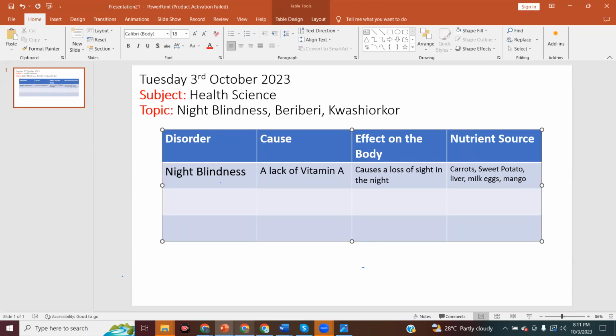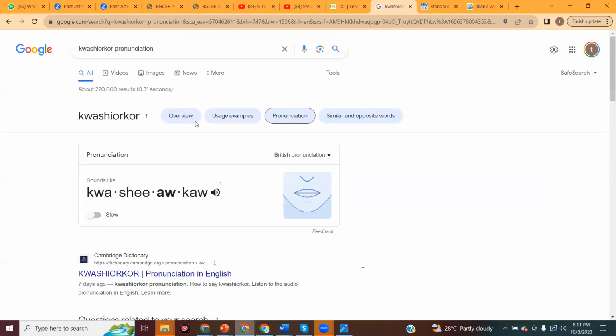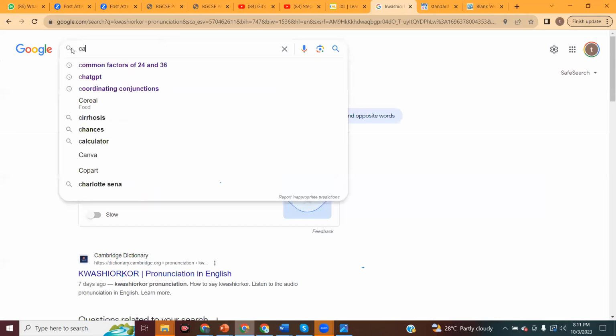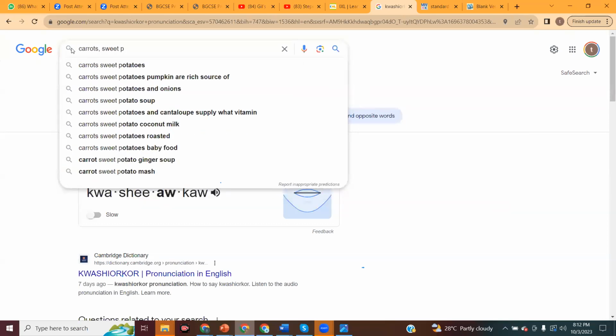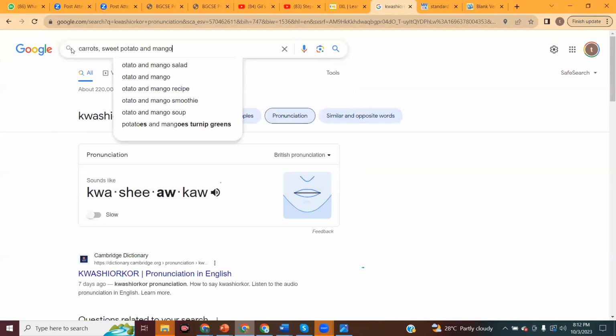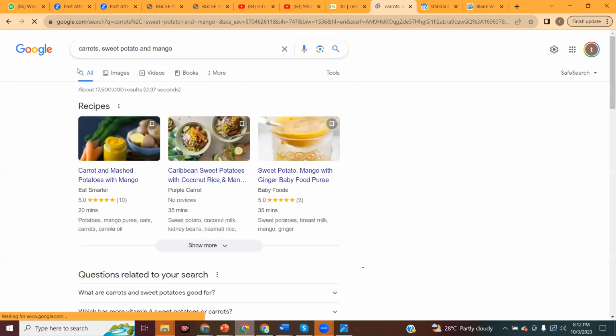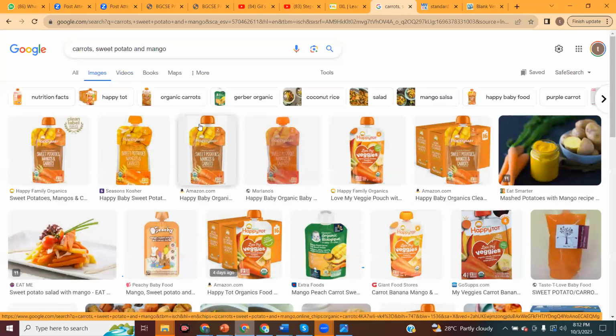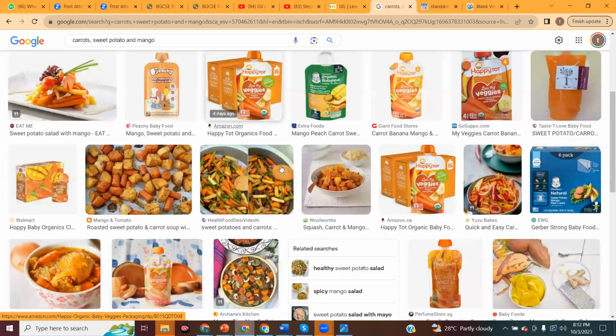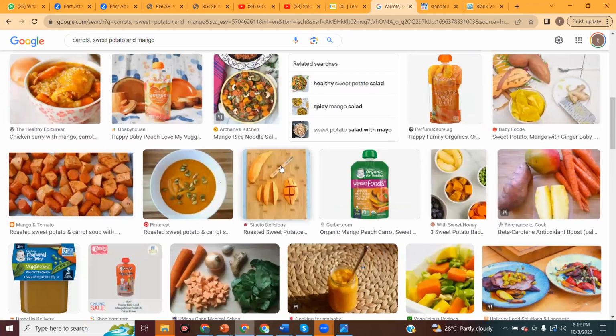What do carrot, sweet potato, and mango have in common? All right, let me show you something. Carrots, sweet potato, and mango. What do they have in common? The color, orange. You know the color of it is because of beta carotene. I thought they would have all of them together, but they apparently don't have all of them. But you get the picture.